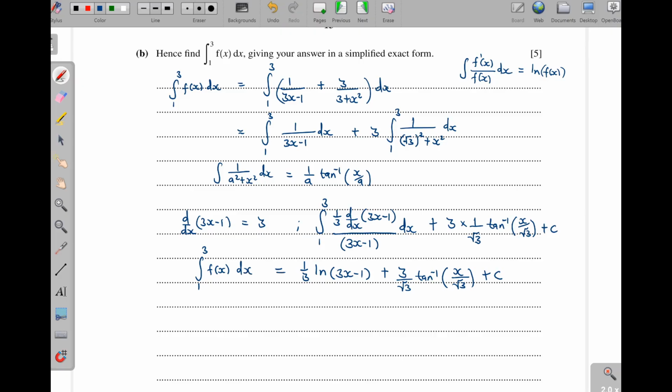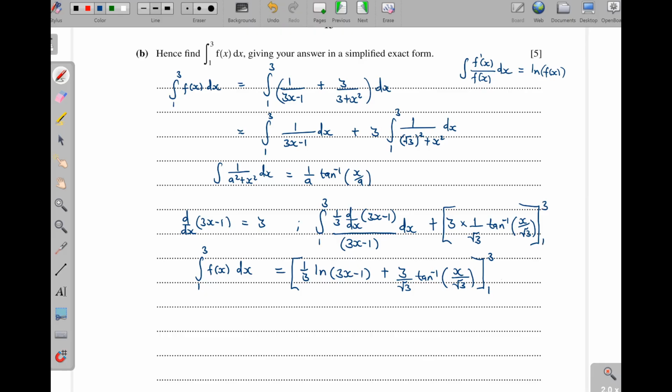Okay, now of course we have the limits. So if we have the limits, then we don't need to put the plus c. When we put those limits, the c disappears. So I'm going to just put something like this. And remember not to bring back the integral sign when you begin the process of integration.